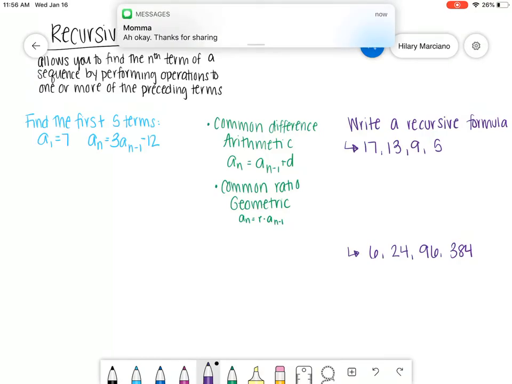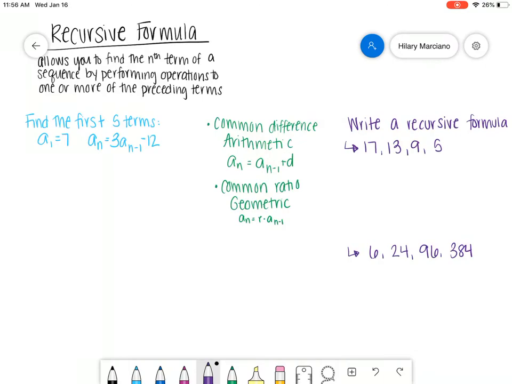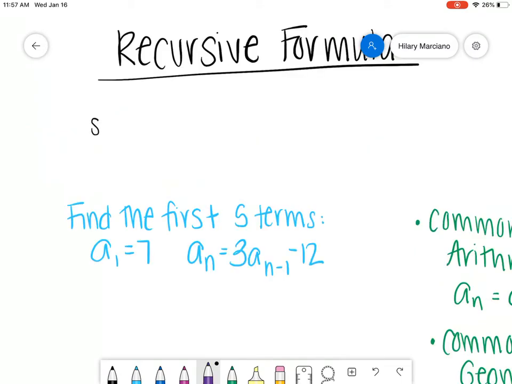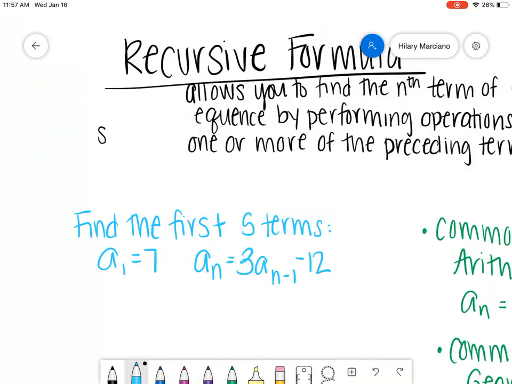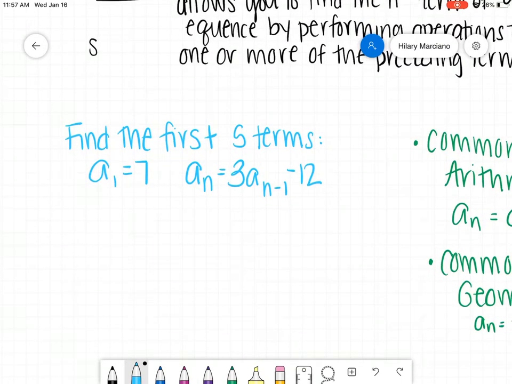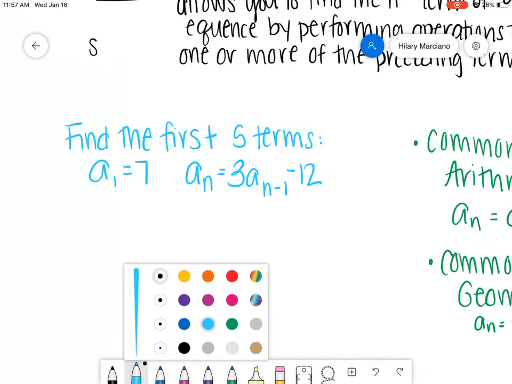So we have a sub 1, which is the first term of the sequence. And then we have a sub n equals 3 times a sub n minus 1, minus 12. So looking at that, we're going to find the first 5 terms. We're going to use the first term, which is a sub 1, as 7 in the recursive formula to find the next 4 terms, because 7 is our first term, right?